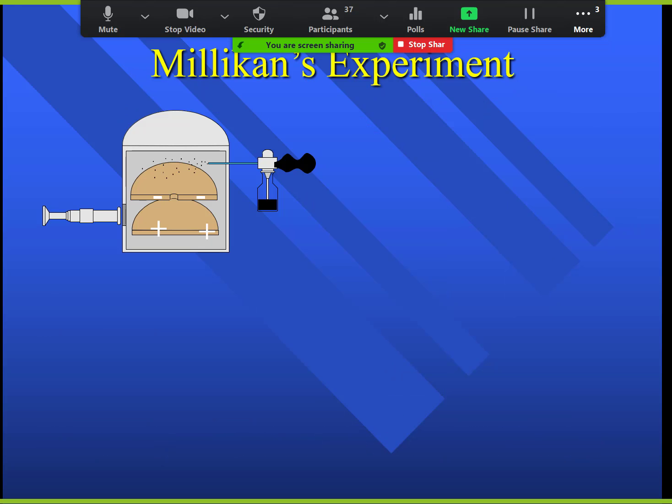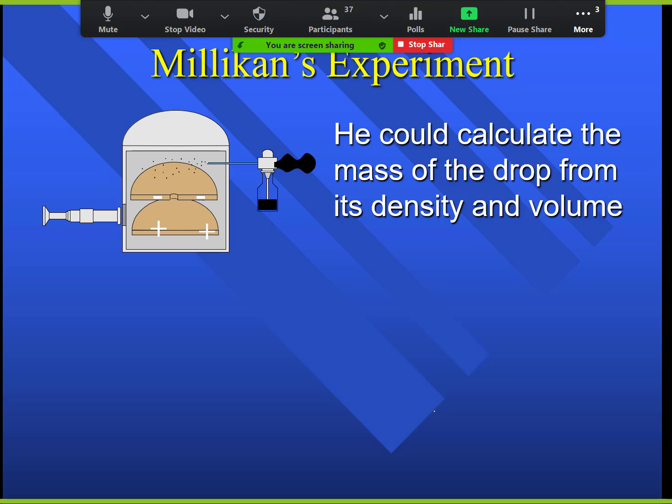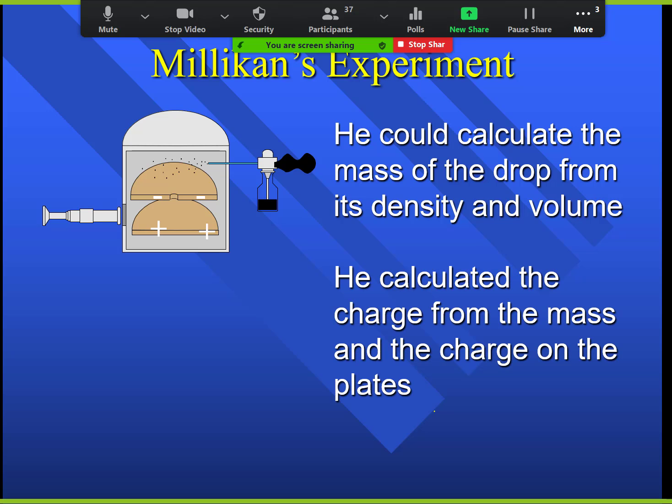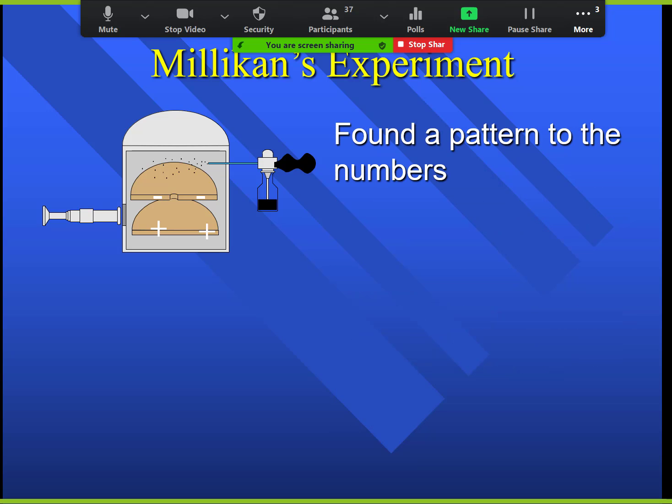So when he got the charge on the droplet, he calculated the mass of the drop from the density and volume. He calculated the charge from the mass and the charge on the plates. Just said all those things. And when he got his numbers, there was a pattern. He didn't get the charge of an electron, but he got a pattern to his numbers.